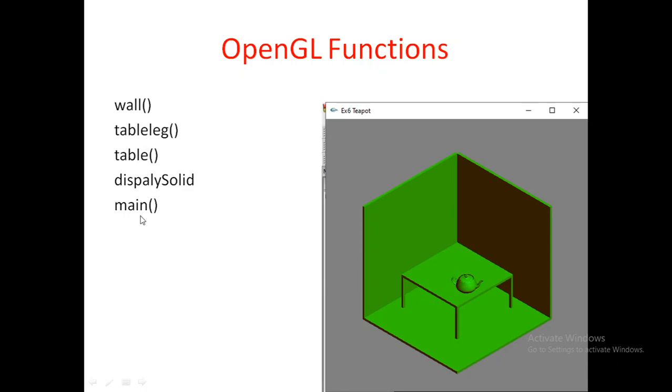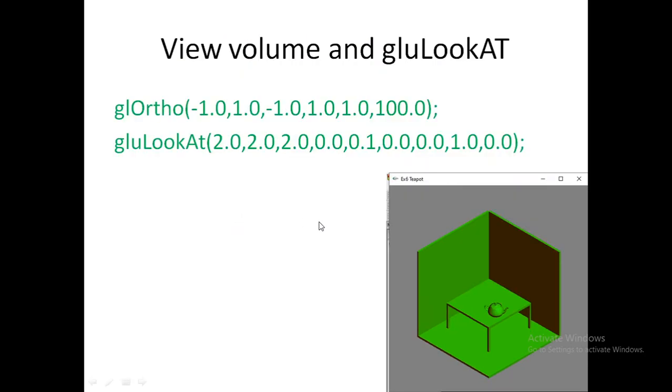Okay, in this program, which functions are we using? We are going to use user defined functions called wall, table leg, table, and display solid, and main. So these are the functions we are using. This program is not like your previous programs. There is no logic. Just with your imagination or creativity, you are going to generate this shaded scene. Okay. Now you see the output.